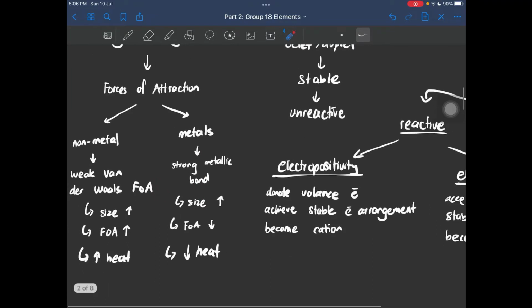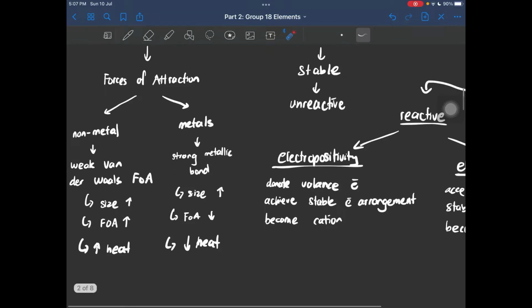However, if we're comparing between non-metals with non-metals, then as the size of the non-metals increases, the weak van der Waals forces of attraction will increase, and therefore more heat will be required to overcome the force of attraction between the non-metals. Therefore, as the non-metal size increases, the melting and boiling point will increase. It is the opposite of one another. So since it is weak, when the size increases, the force of attraction will increase.